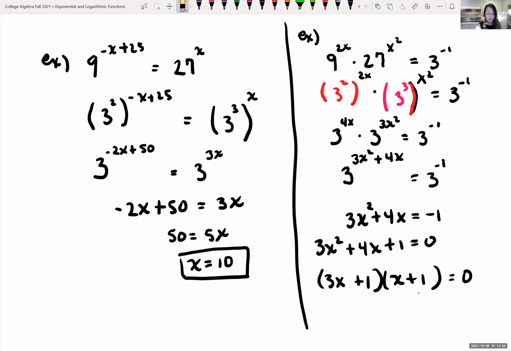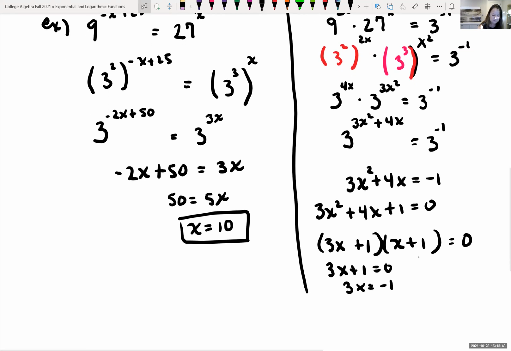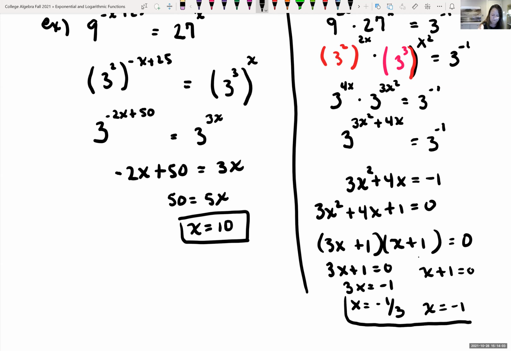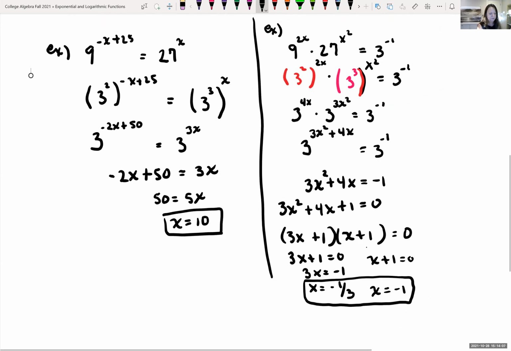So set each factor equal to 0. So we are looking at when is 3x plus 1 equal to 0? Well, if we subtract 1 and divide by 3, we get x equals negative 1/3. And x plus 1 is 0 when x is negative 1. So there are 2 solutions to that equation.